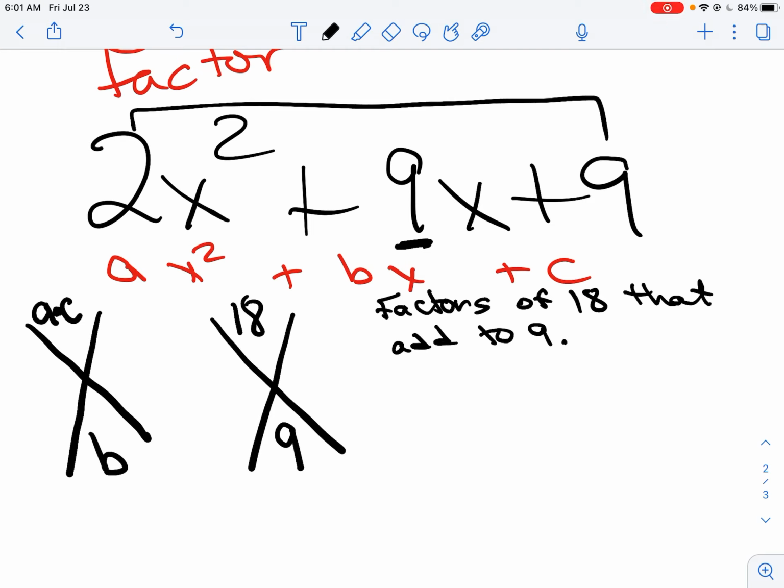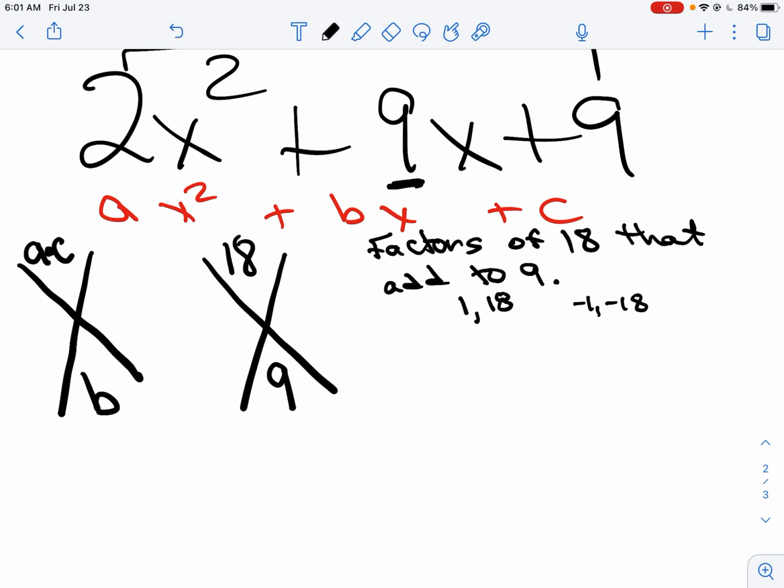Okay, so what are the factors of 18? Well, 1 and 18. 1 times 18 is 18. Negative 1 times negative 18 is also 18. 2 times 9, negative 2 times negative 9. 3 times 6, negative 3 times negative 6. Those are all the factors of 18. What can you multiply together that's going to get you 18? Those are all of our choices.